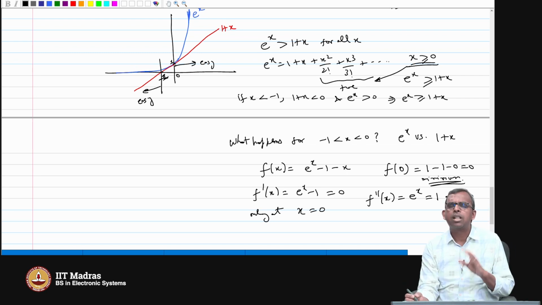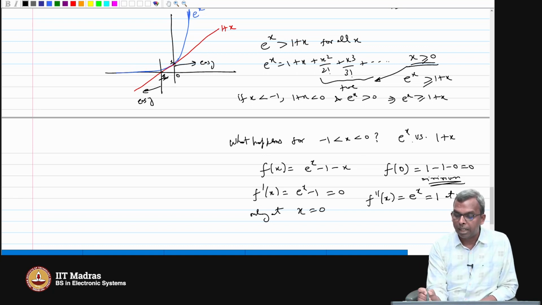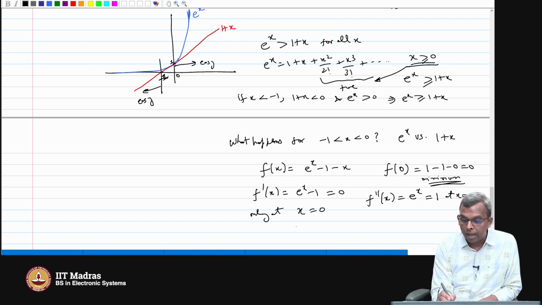Okay. So, notice how I am going to use maxima minima to argue for a comparison between two functions e power x and 1 plus x. I am taking the difference of these two functions and I am showing the minimum possible value of f of x is 0, which means what? f of x is greater than or equal to 0 for all x.